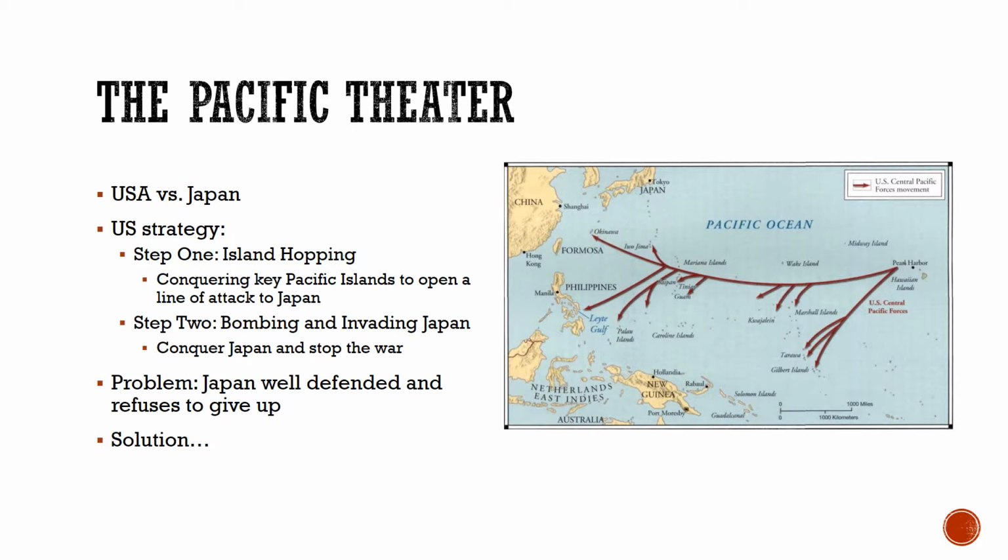And once they're close enough to Japan, they start bombing Japan, just like they were bombing Germany. And they start preparing for an invasion of Japan. But there's a big problem, is that Japan refuses to give up, and it's very, very well defended. And people are worried that if the United States invades Japan, millions of American soldiers will die. So the solution that the United States comes up with and ultimately uses is atomic weapons.